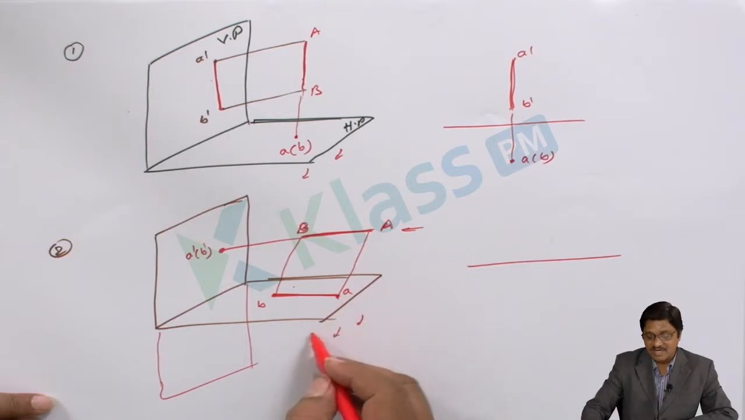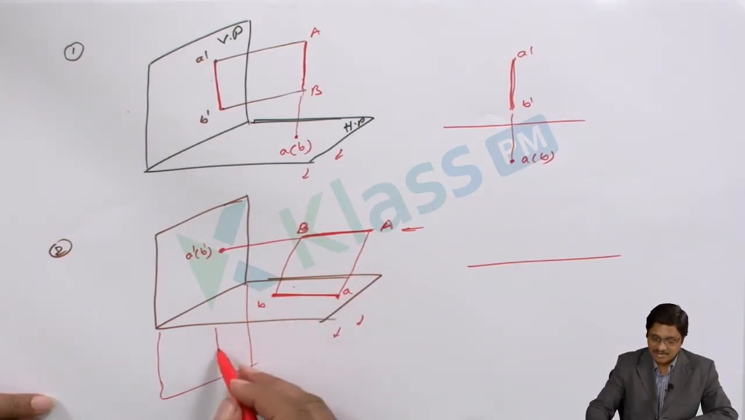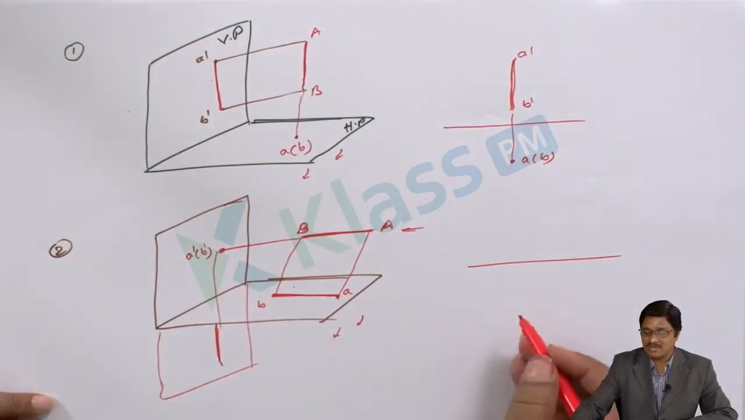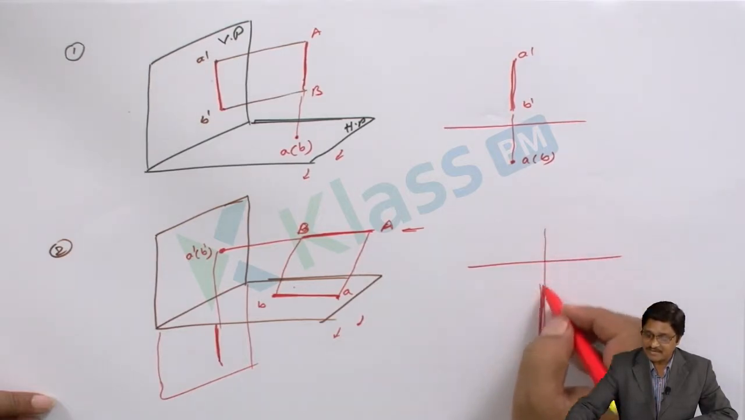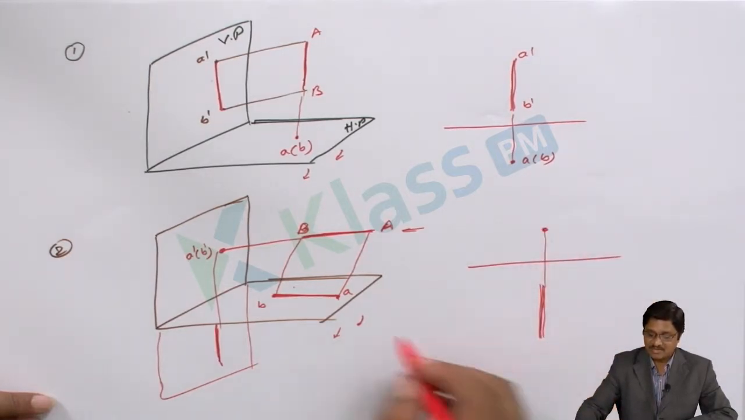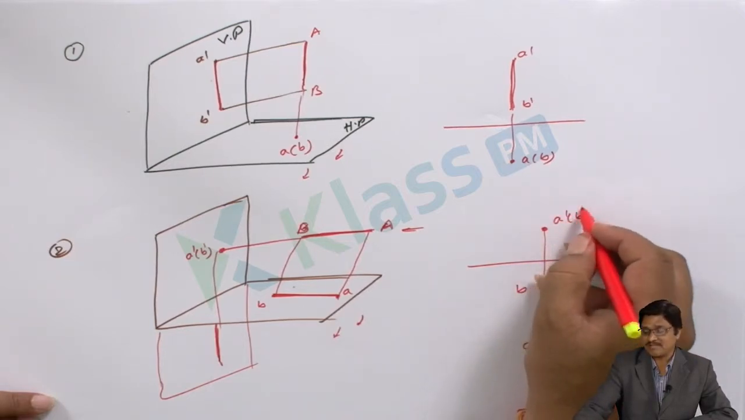Check here, once you are rotating, what happens? Along the plane it comes down. That means along the plane, including the projectors, it comes down like this. Both will be in the same line. So now this is the top view with respect to the front view. Here is A and this is B, here A dash, B dash.